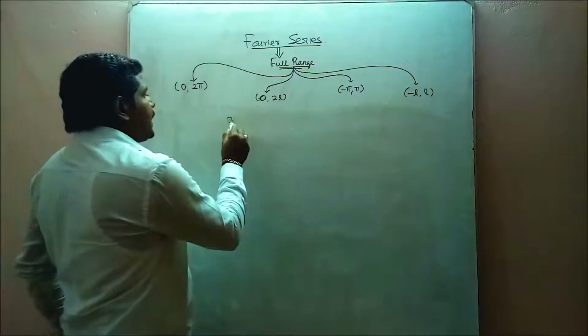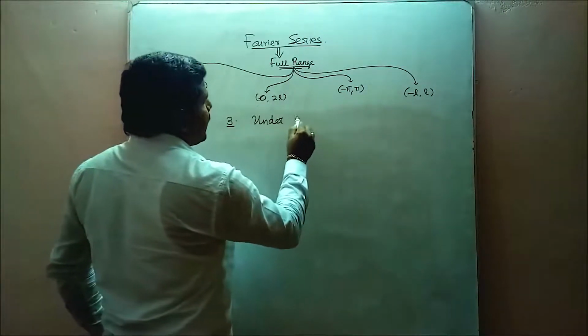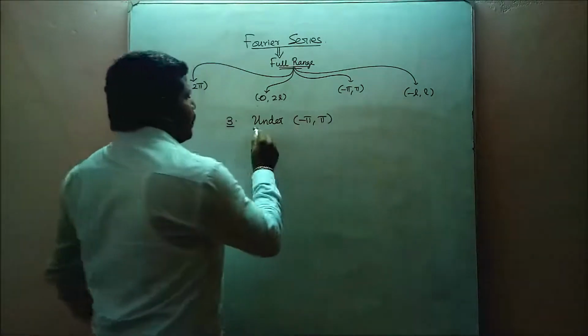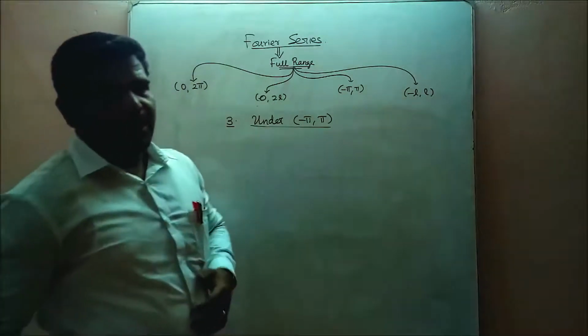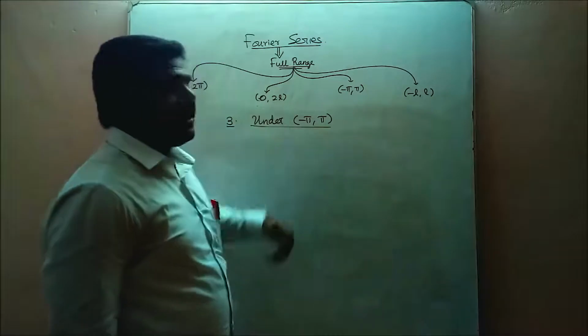Next, the third type: problems under minus pi to pi. The problem comes under minus pi to pi. This is a special case. Whenever you see the interval minus pi to pi, you have to handle it specially.